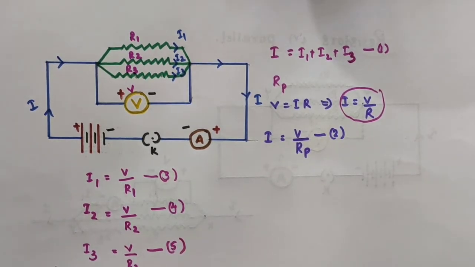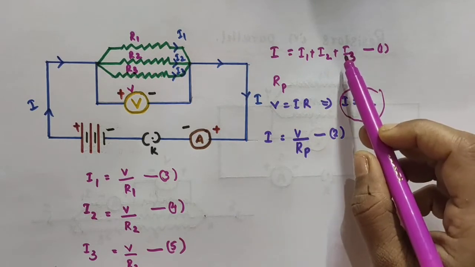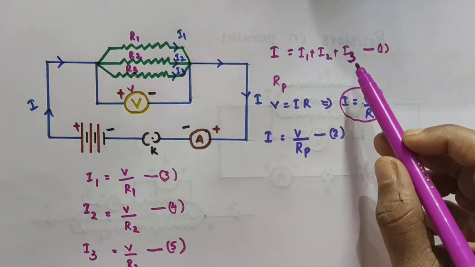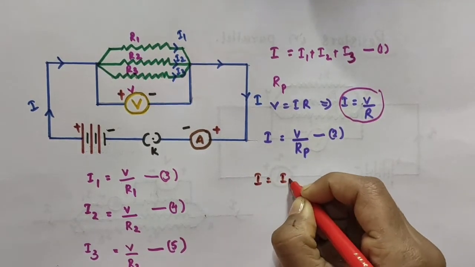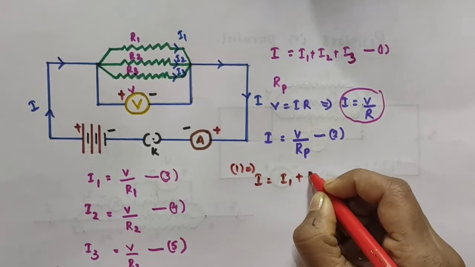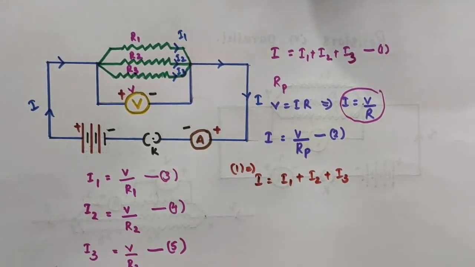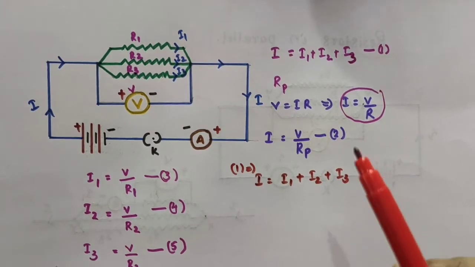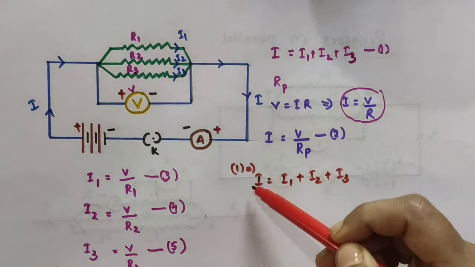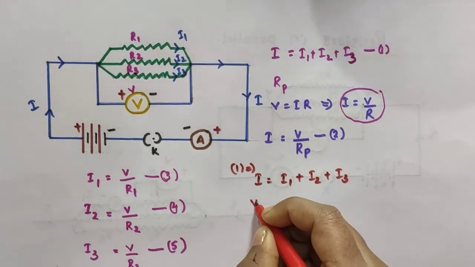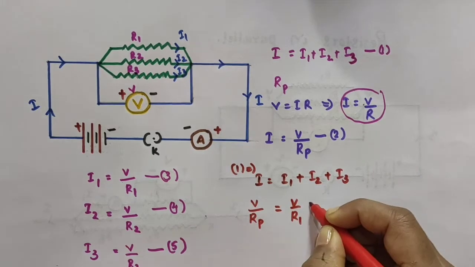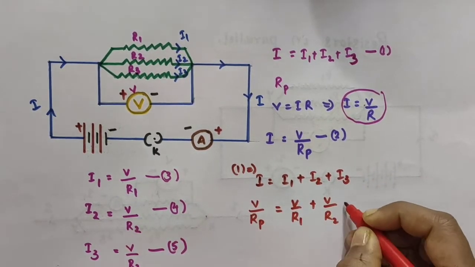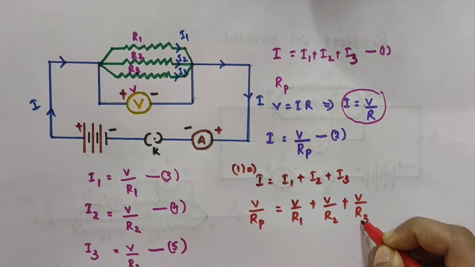Now, from equation number 1, we have I equal to I1 plus I2 plus I3. I am going to substitute the second, third, fourth and fifth equations into this one. From the second equation we have I is equal to V by Rp. So I am writing V by Rp is equal to, then what is I1? V by R1, plus what is I2? V by R2, plus what is I3? V by R3.